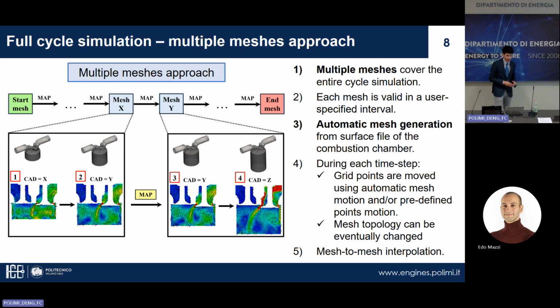When these parameters are no longer satisfied, the deformation stops and a new mesh is generated at the specific crank angle we reach. Of course, in case of simulation, we use a mesh-to-mesh interpolation to map the field from one mesh to the other.